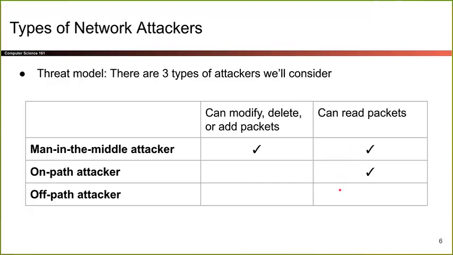And finally, there's the off-path attacker. This one's kind of weird because this attacker can't modify packets and can't read packets either. But it turns out these types of attackers can still do attacks on you, so we'll have to consider off-path attackers as well. We'll see much more of this later, but just keep in mind there are 3 different attackers.